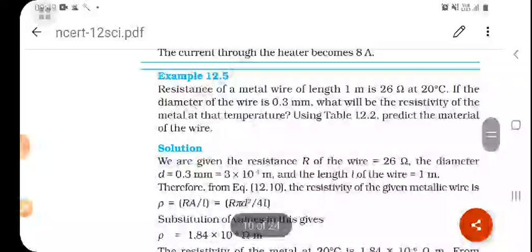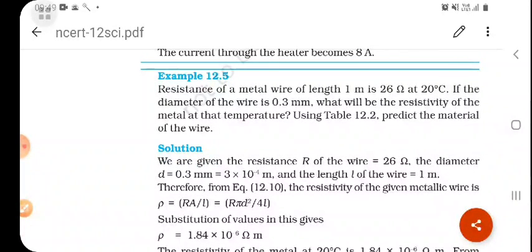And if the length of the resistor is given, at 20 degrees centigrade, and the diameter of the wire is 0.3 mm, since the diameter is given, we can calculate the area of cross section. Okay, so area of cross section will be pi d square upon 4. Okay, so RA upon L, we can do here. That is pi r square, where d upon 2 is r.